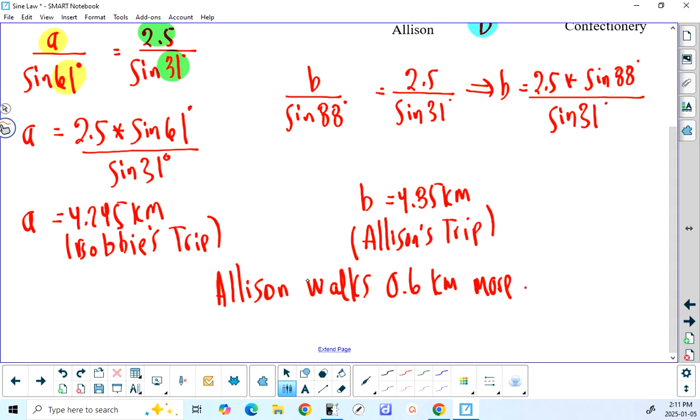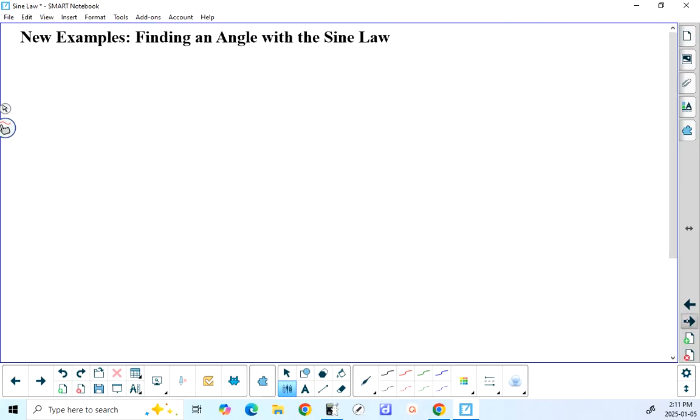So that's a review of what we did on that day before the break. Now let's move on and let's do two more problems, which are really, really simple. It's just that we're finding angles instead of finding sides. So if you turn the page in this little handout that you were given today, we're going to look at two new examples where we're finding an angle with the sine law. And here's the first one.